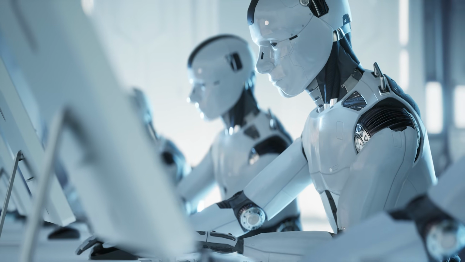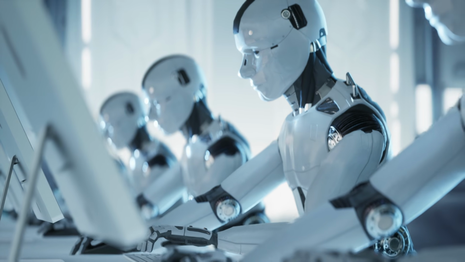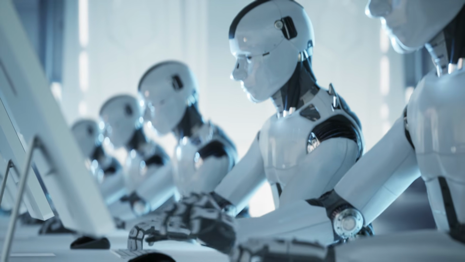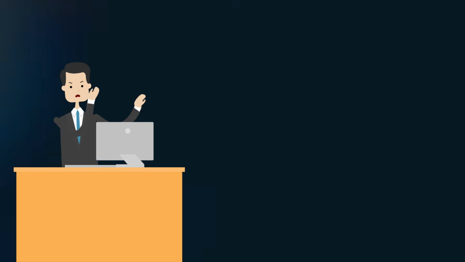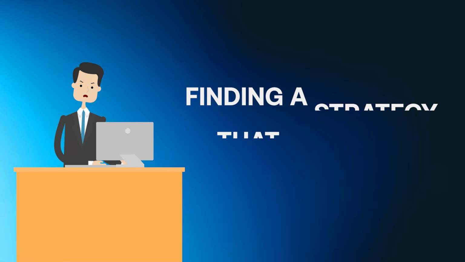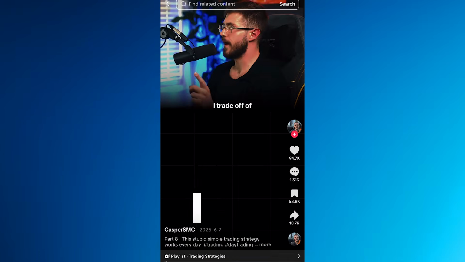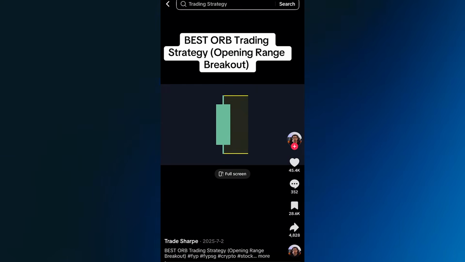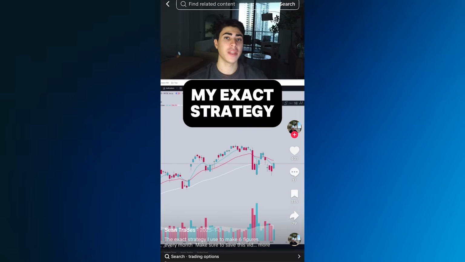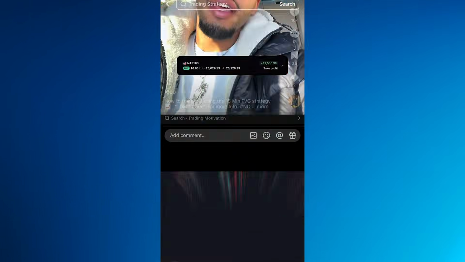Most beginners think automated trading starts with bots, but it doesn't. Automation will only work if there's a solid strategy behind it, and that's where most traders get stuck. Not because automation is hard, but because finding a strategy that actually works feels overwhelming. You're hit with thousands of indicators, clashing opinions, and random settings from social media. Before long, the process feels more confusing than empowering.